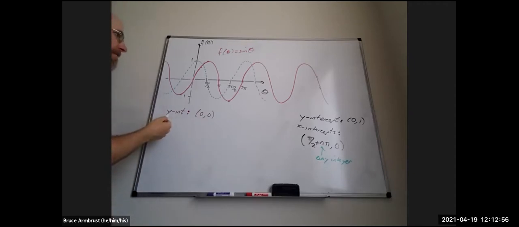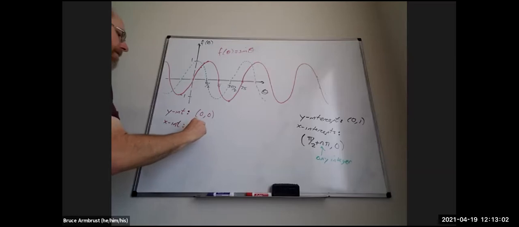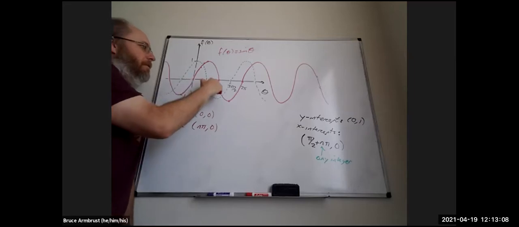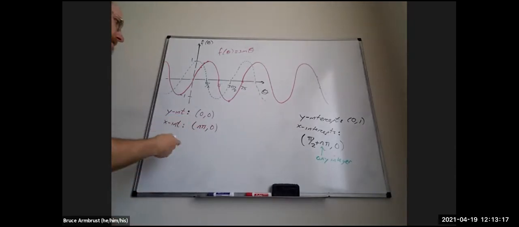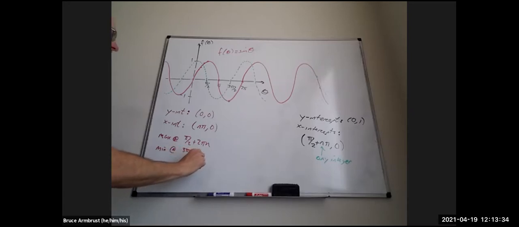And then in terms of the x-intercepts, they're at different places. They're at the whole pi's. Right? 0, pi, 2 pi, 3 pi. So they're just shifted off by that half a pi. In terms of the peaks, the maxes now, it's the same maximum value of 1, but they occur at pi over 2 plus 2 pi n. And the mins, well, again, they're shifted a little bit. They're at 3 pi over 2 plus 2 pi n.